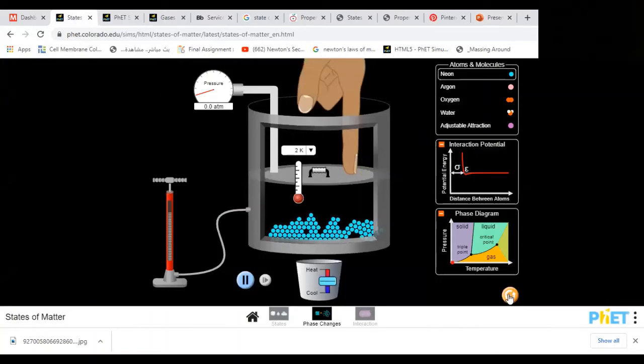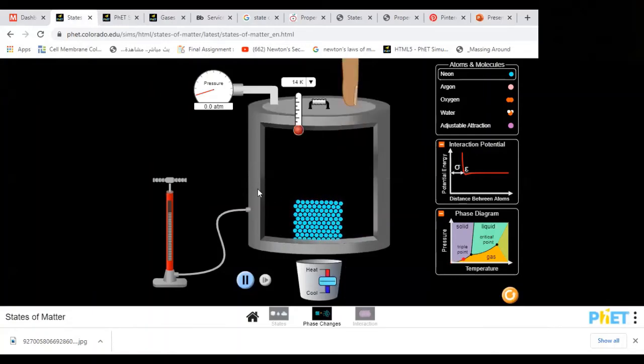Okay, so we will reset this. And now pressure. I can change the pressure by how many factors? Actually 3. This pressure gauge shows you the pressure. I wanted to show you how I can change the pressure in different ways, but just let me make it gas so it's more obvious for you.